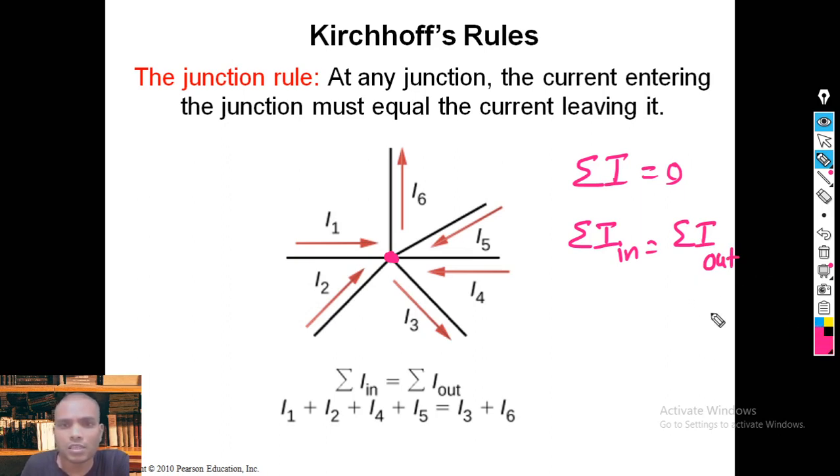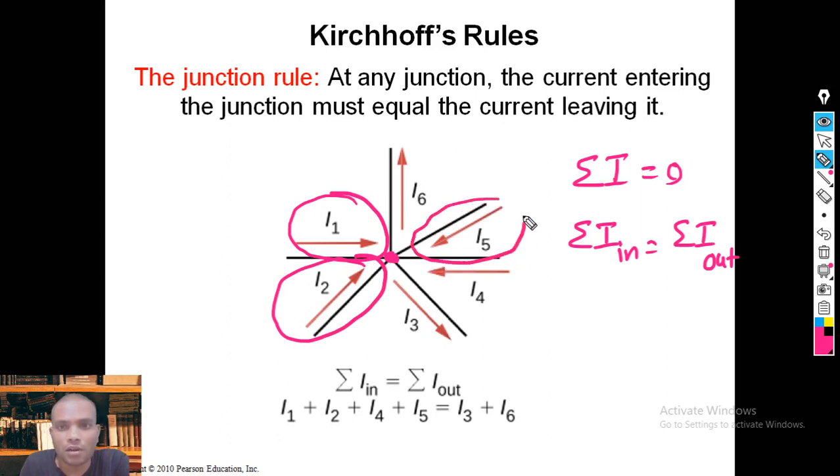Now here you can see directly how many currents are entering the junction. I1 is entering the junction, and I2 is also entering, and I4 and I5. So these four currents are entering the junction. If I write the algebraic sum of currents entering, sigma I in, that is I1 plus I2 plus I4 plus I5. And then the currents which are leaving the junction.